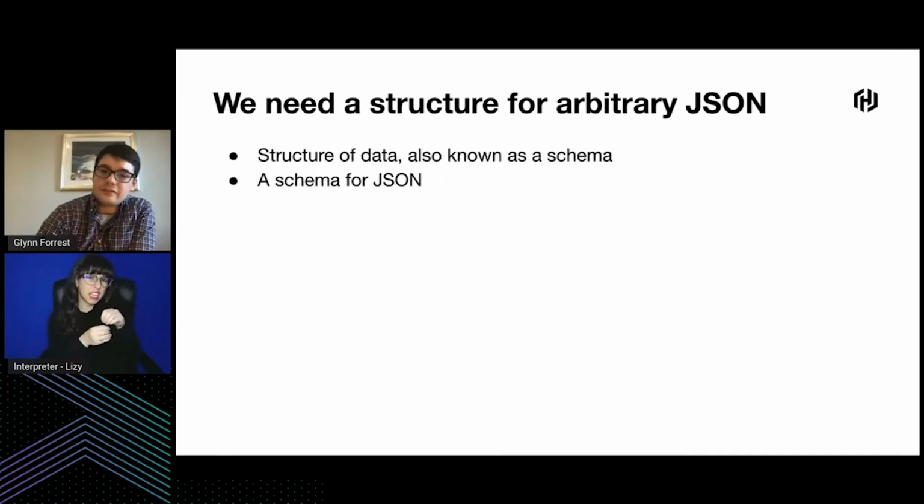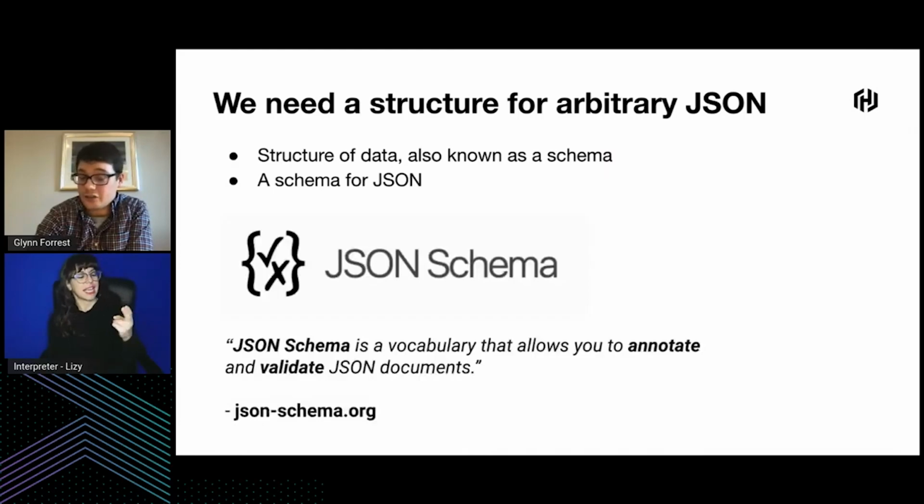So we're looking for a structure of data. Now in software, that's also known as a schema. We're looking for a schema for JSON. Now I know of a project. It's got a good name. It's called JSON Schema, a vocabulary that allows you to annotate and validate JSON documents.